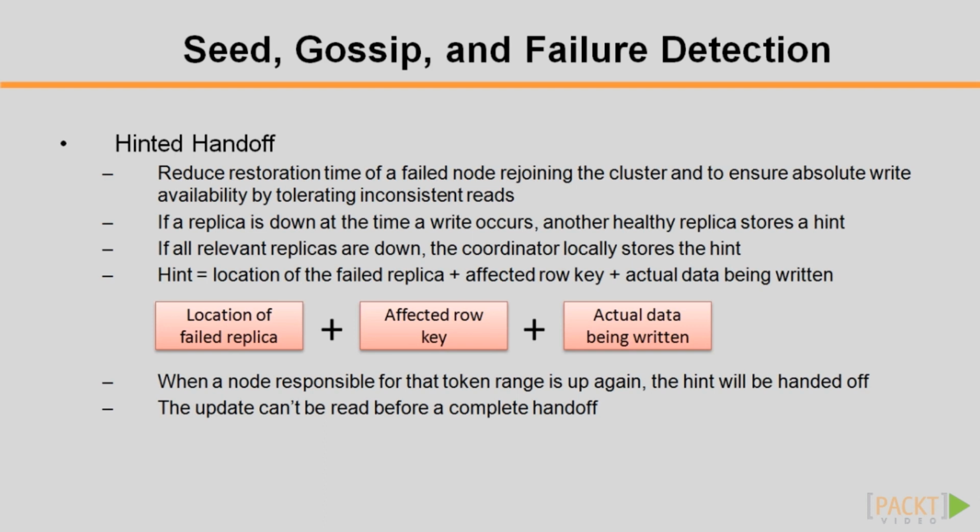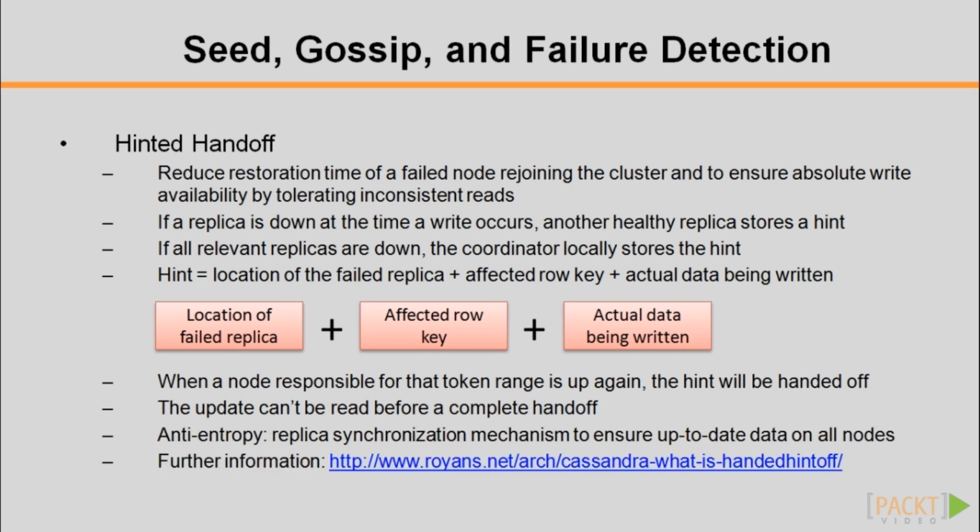If a replica is down at the time when a write occurs, another healthy replica stores a hint. Moreover, if all relevant replicas are down, the coordinator stores the hint locally. The hint basically contains the location of the failed replica, the affected row key, and the actual data being written. When a node responsible for that token range is up again, the hint will be handed off to resume the write. As such, the update can't be read before a complete handoff, leading to inconsistent reads.